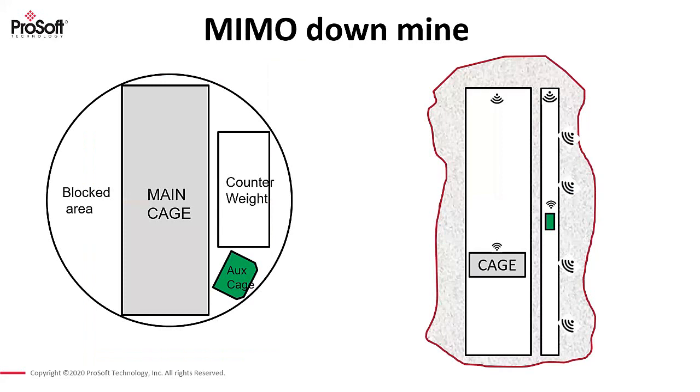One of the more interesting applications that we've done with MIMO was actually down a mine shaft. The mine shaft was about 1.2 kilometers. Here you can see we've put an antenna on the right there. We put one at the top of the shaft and one on top of the cage. So it's like a big elevator shaft.